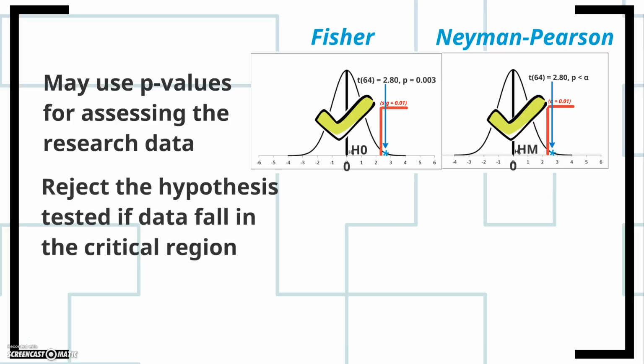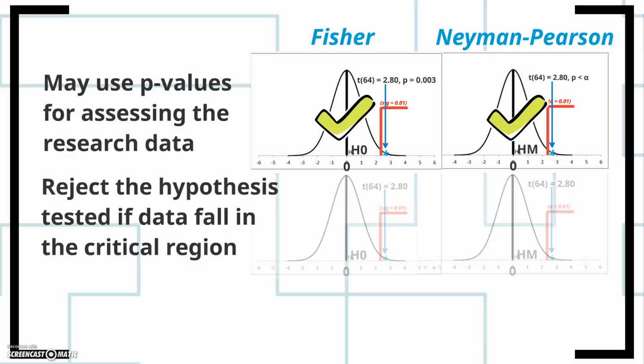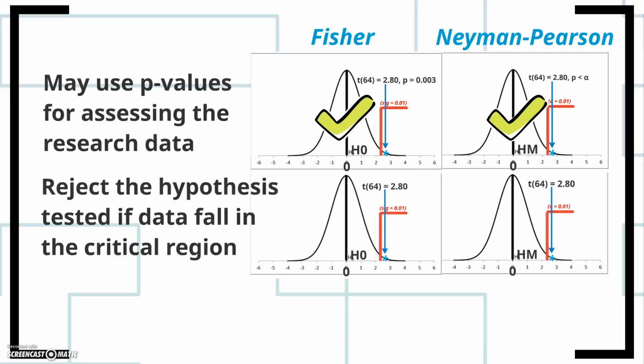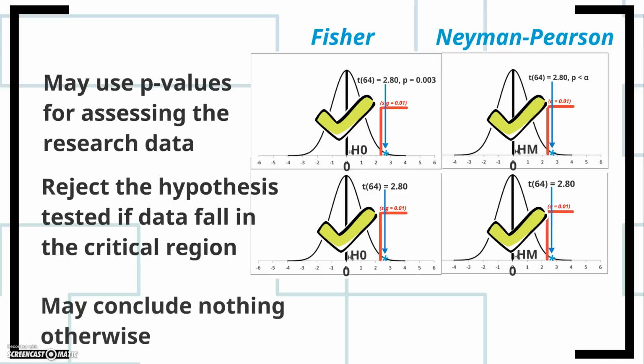Will they reject the hypothesis tested if the data fall in the critical region? They may do so. Fisher will do that by default, so check, and Neyman-Pearson may do that as well, and therefore accept the alternative hypothesis. And if the data fall outside this critical region, can they just simply conclude nothing? And this is the case again for Fisher, check, and Neyman-Pearson may conclude that, especially if they have low power, so check as well.